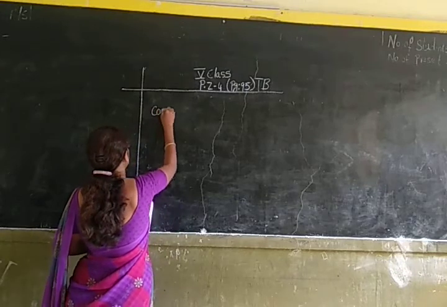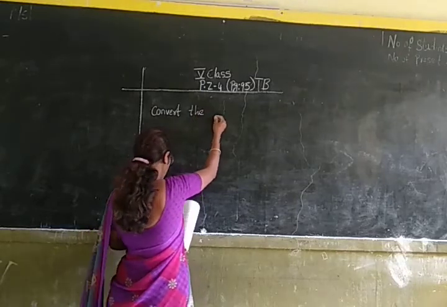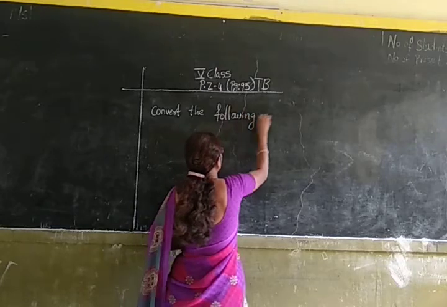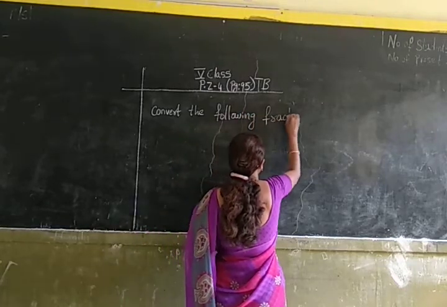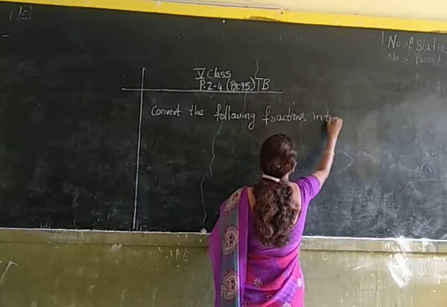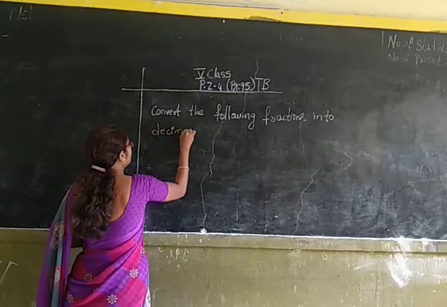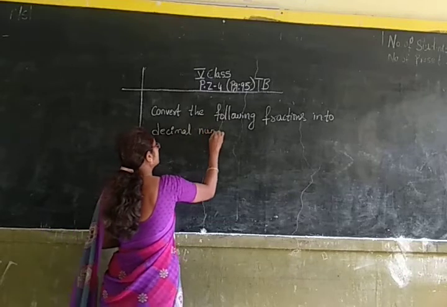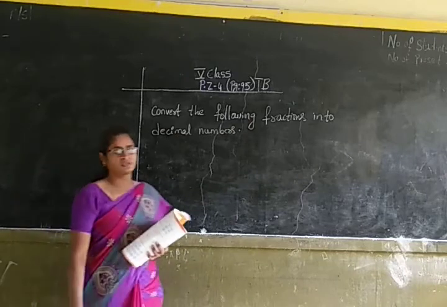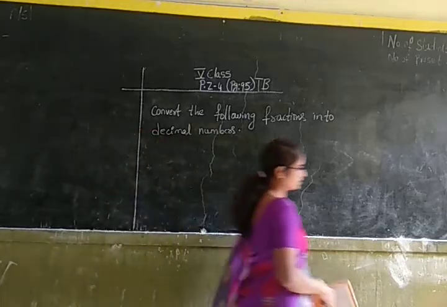Convert the following fractions into decimal numbers. So here some fractions are given. You have to convert them into decimals. Okay children?